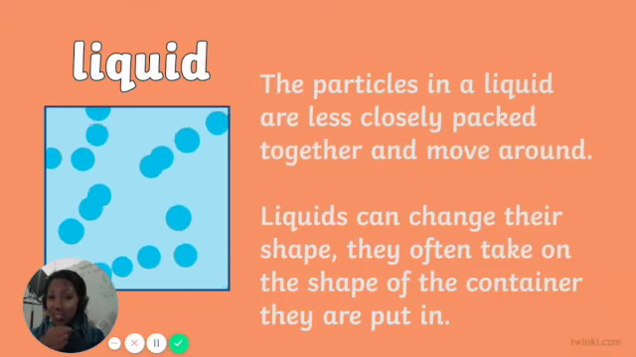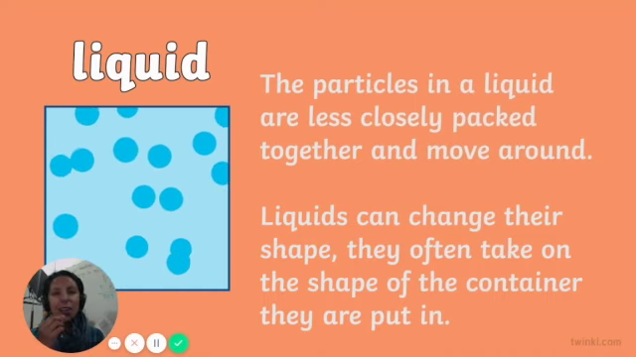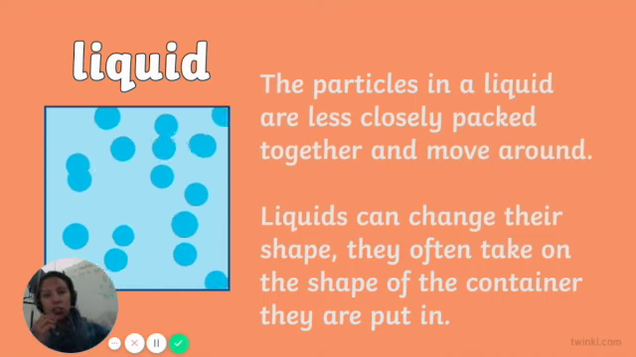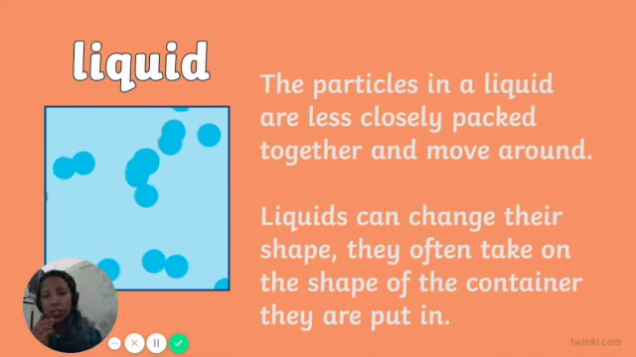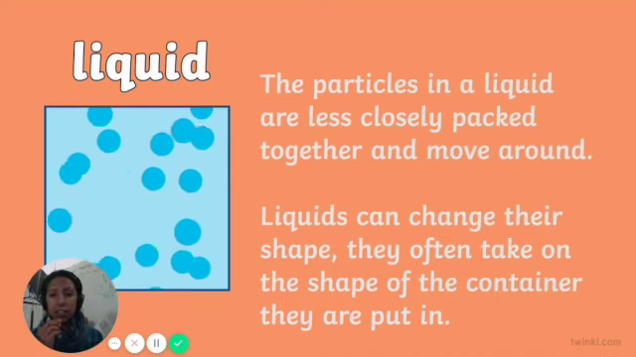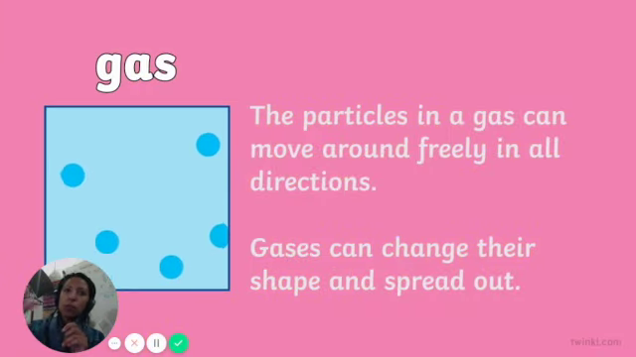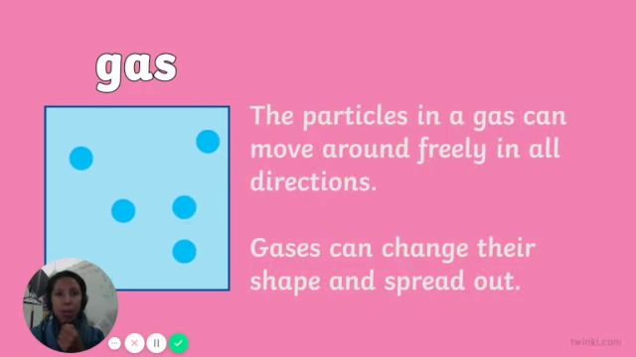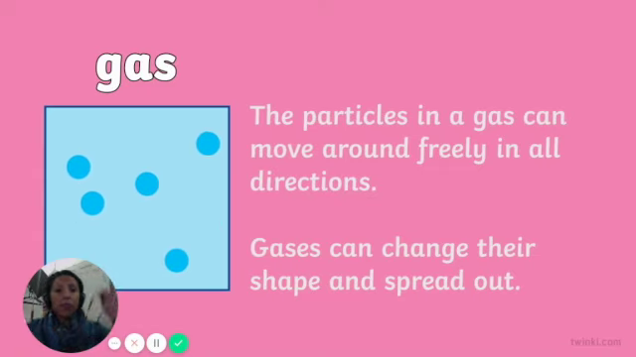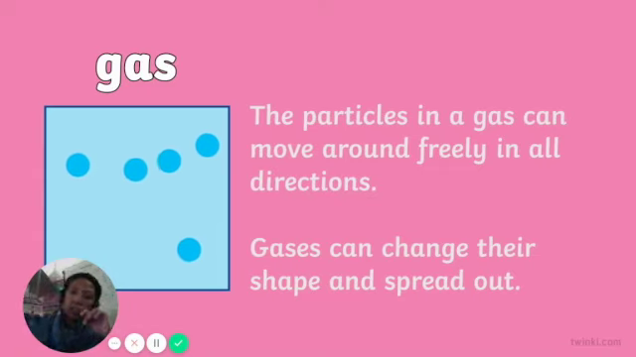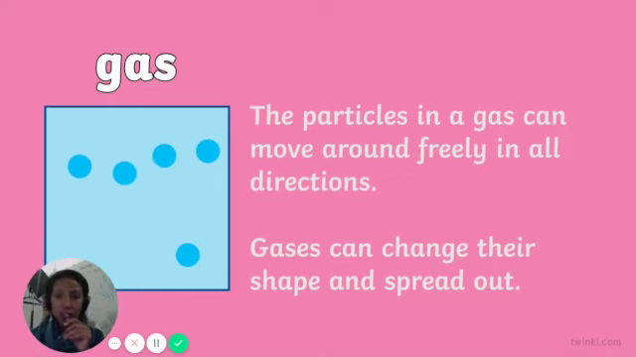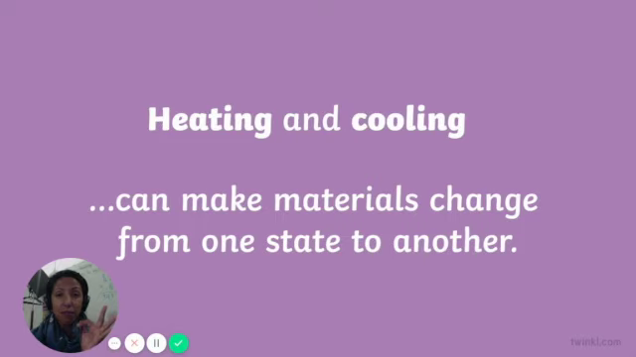And in liquids, the particles are less closely packed together and they move around. Liquids can change their shape. They often take the shape of the container they are put in, like when you put water in a glass. But in gases, the particles can move around freely in all directions, and gases can change their shape and spread out. But you already know all of this information.